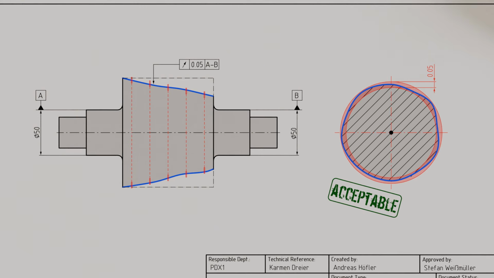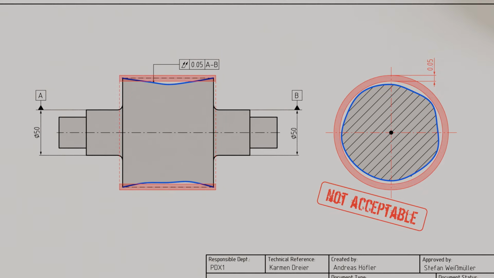Each cross-section meets the circular runout requirement in this case, and the shaft is considered acceptable, even though the surface is obviously not cylindrical. Even if the shape of the shaft were strongly concave, the circular runout could still be fulfilled for each cross-section, although the shape deviates significantly from the actually desired cylindrical form. To also tolerate this cylindrical form, the so-called total circular runout is used in these cases.